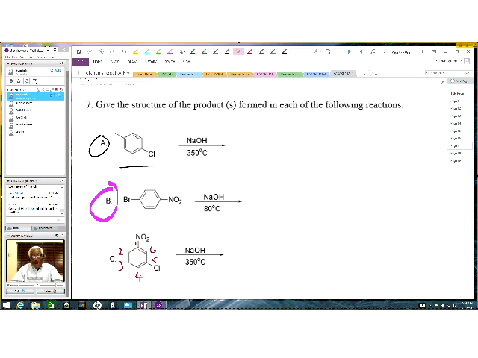For B, you see I have sodium hydroxide, but the temperature is not that high. This is the kind of temperature you can get in the laboratory, 80 degrees. So that's not a very high temperature. The distinction between problems A and C and B is that the temperature is different.